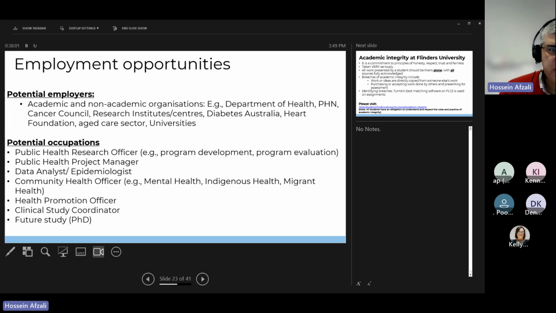And potential jobs are, for example, again, a few examples: public health research officer, project manager, and the leadership topic definitely helps you to gain these skills. Epidemiologist, again, we have, as I said, introductory topic, core topic in both epi and biostat for those who are interested, and definitely it gives you some skills as a data analyst or epidemiologist. Community health officer, health promotion officer, and clinical study coordinator. And finally, if you want to continue your study as a PhD, there is a choice.